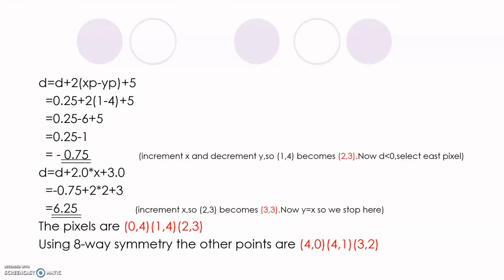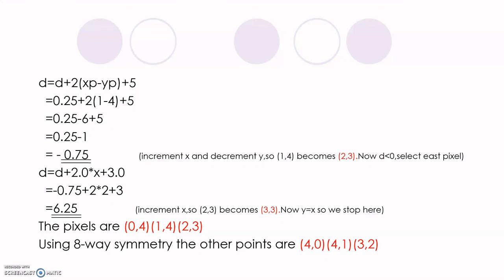Is that okay? Now d is less than 0. So select the east pixel. That is d is equal to d plus 2 into x plus 3, for which I have got the value 6.25. Since I have chosen the east pixel, I have to increment x. So (2, 3) becomes (3, 3).